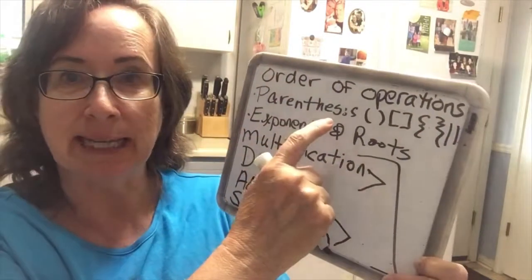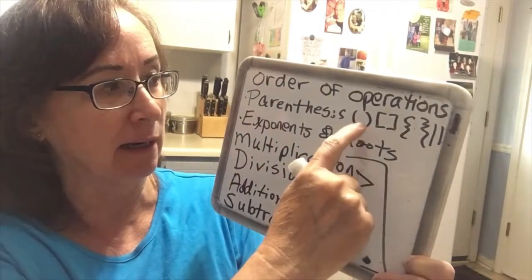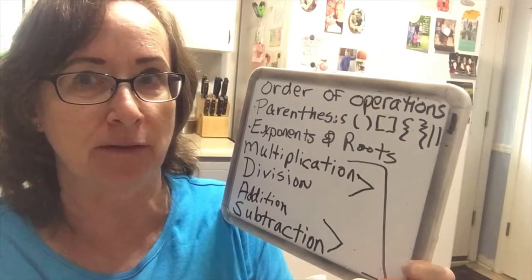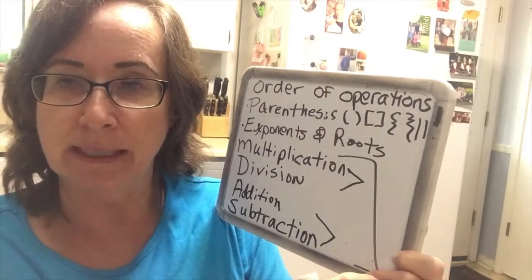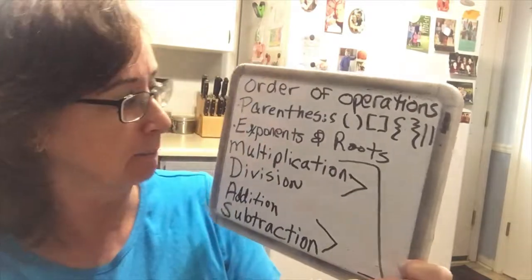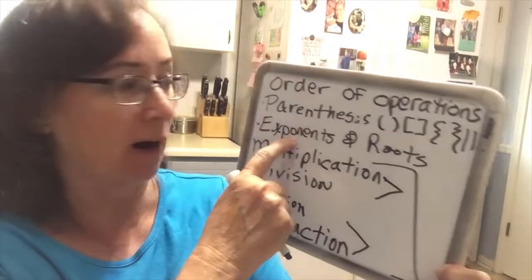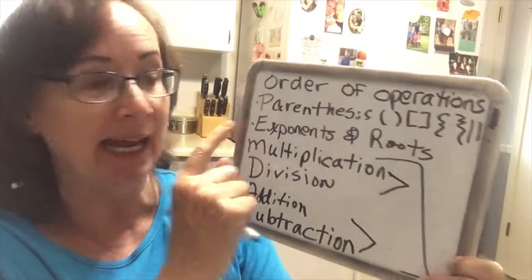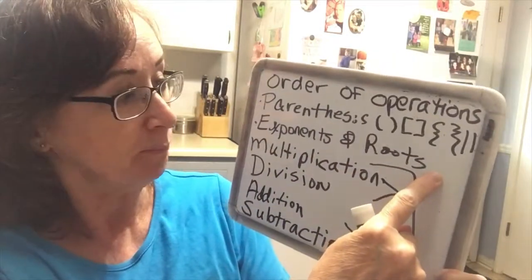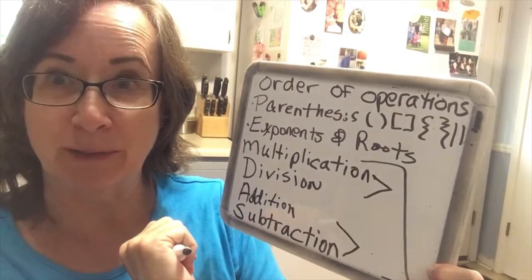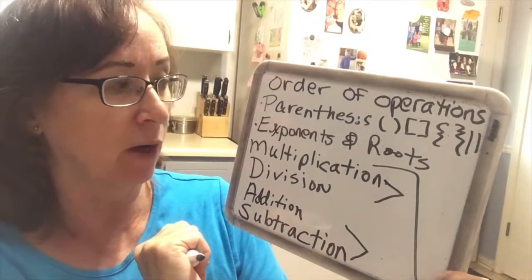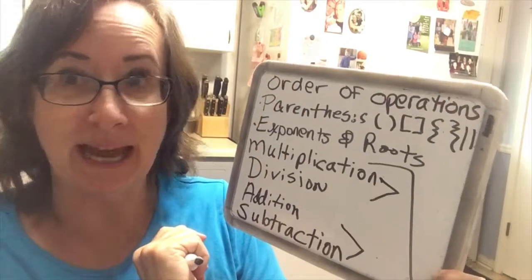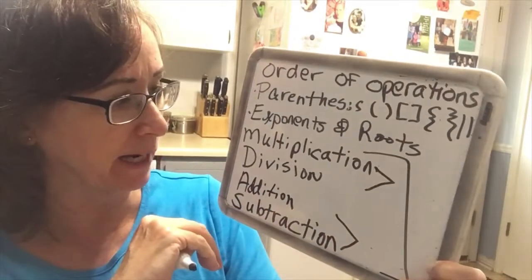Now, parentheses does not just mean parentheses, but also brackets, braces, and absolute values. Any grouping symbols must be addressed first. Exponents and roots are the things that we're going to have to address next. So powers and square roots, or any other kind of roots, have to be done second in an equation.